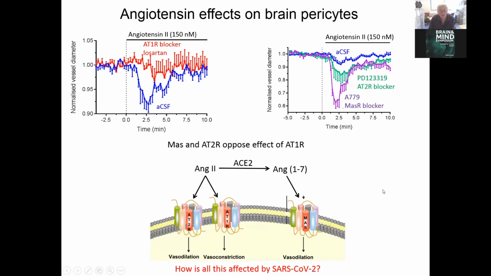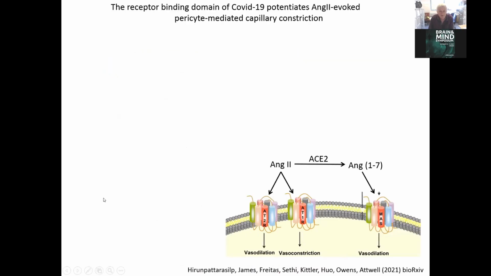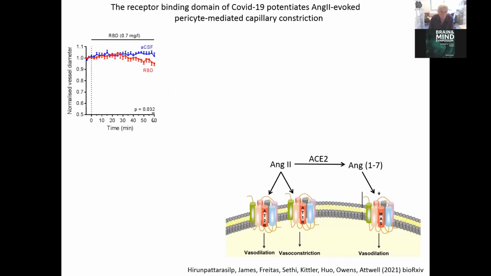To look at this, we haven't used the virus itself, although we're starting to use pseudovirus now. Instead, we just use the receptor binding domain of the virus, which is what binds to ACE2. If you just apply the RBD on its own, it doesn't do very much. There's a small constriction produced.